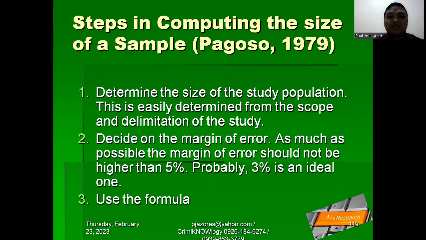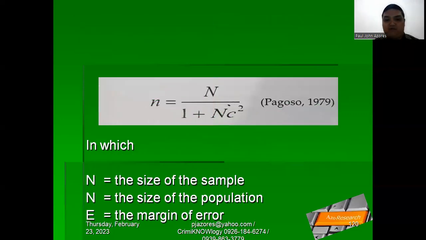Steps in computing the size of a sample. We can determine the size of the sample population. This is easily determined from the scope and the limitations of the study. Decide on the margin of error. Usually, class, we can have 5%, but probably 3% margin of error is the most ideal. Then use the formula. Again, in using a formula, you must state what formula you used, how you used it, and state the process of how you get that sample from the population.